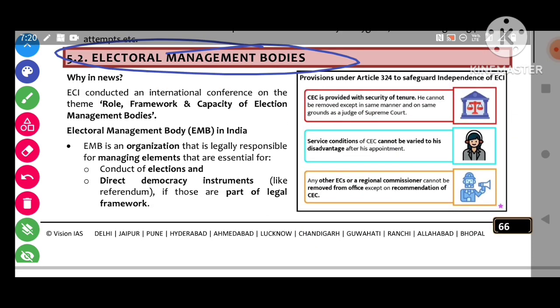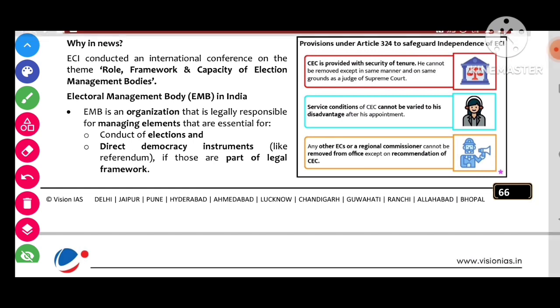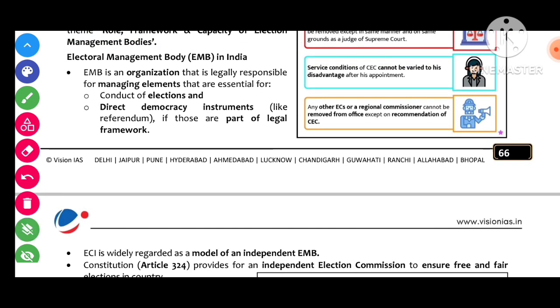Electoral management bodies. Why was it in news? The Election Commission of India conducted an international conference on the theme. What was the theme? Role, framework and capacity of election management bodies. And what is an electoral management body in India? So you can remember this definition. It is an organization that is legally responsible for managing elements that are essential for the conduct of elections, and direct democracy instruments.